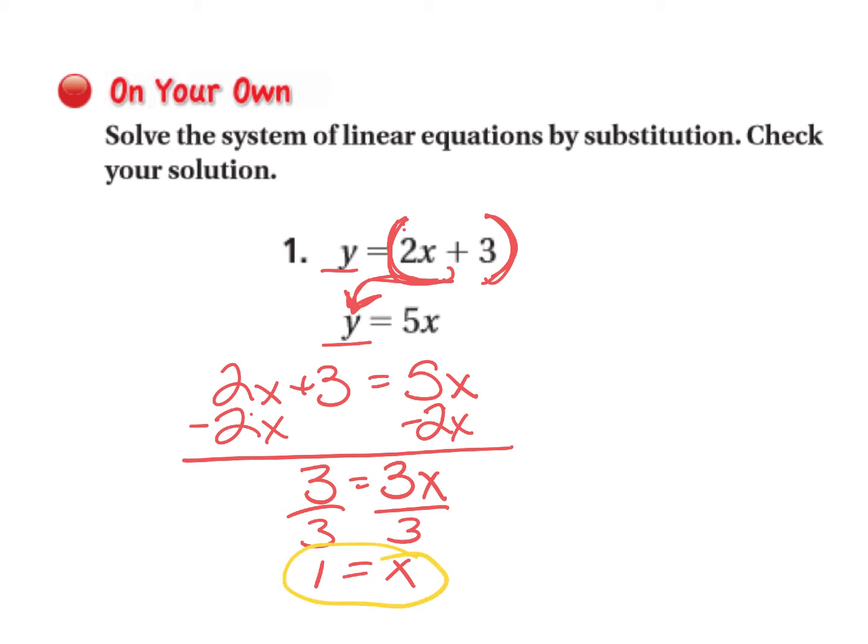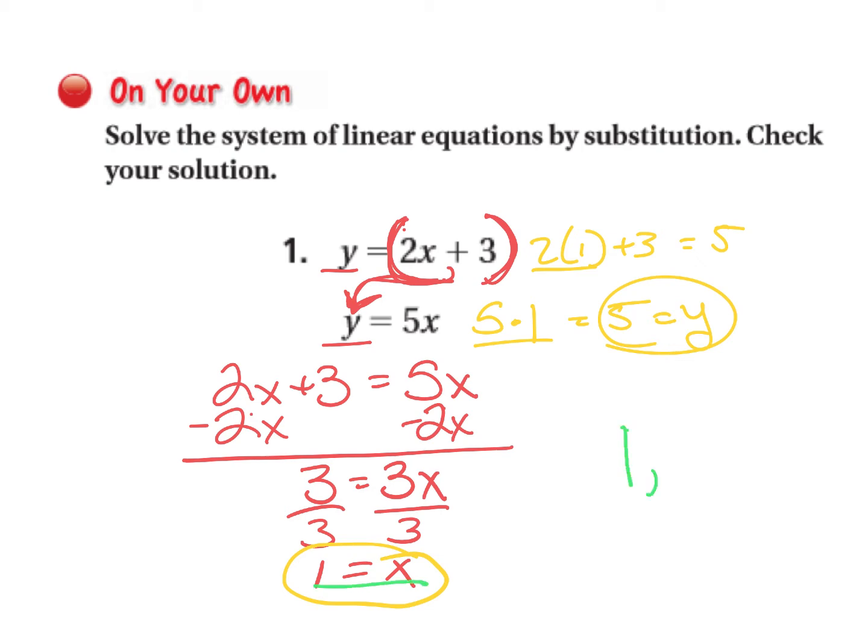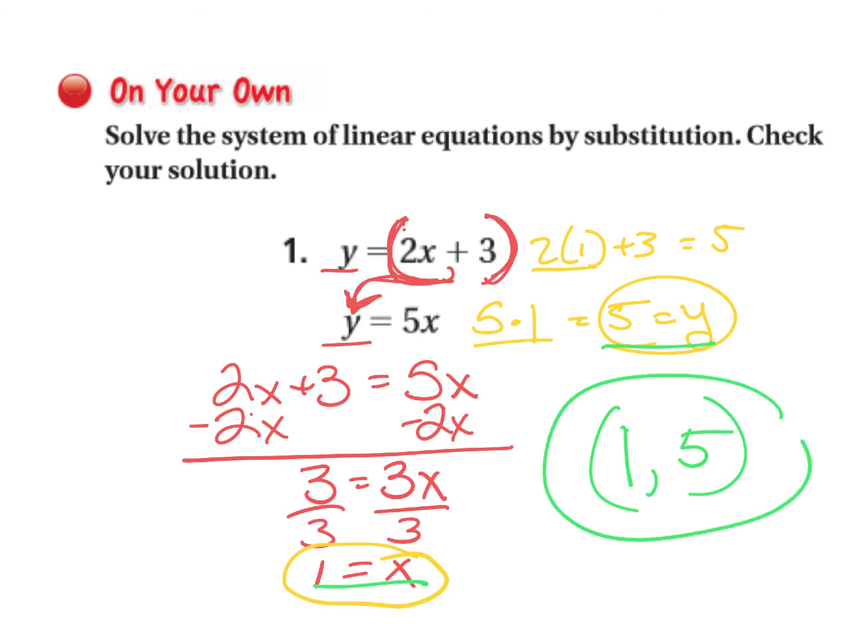Now I'm going to plug that back in, and it doesn't matter which one you do. I can do 5 times 1. I can do 2 times 1 plus 3. So 2 times 1 is 2, plus 3 is 5. 5 times 1 is 5. So y equals 5. So our solution, here's our x, is (1, 5). And there's our solution.